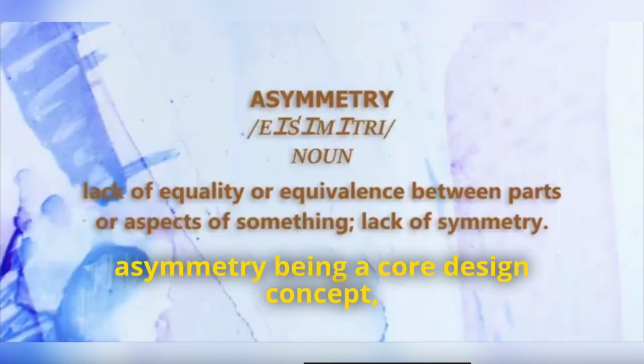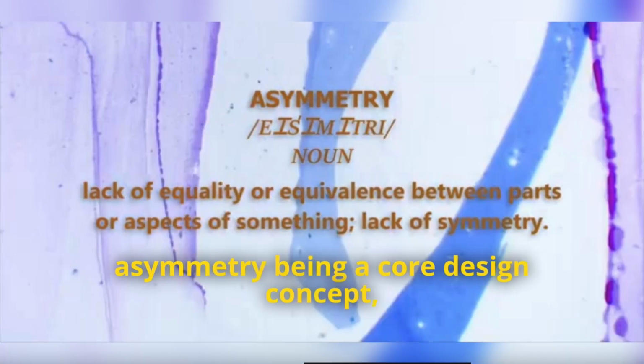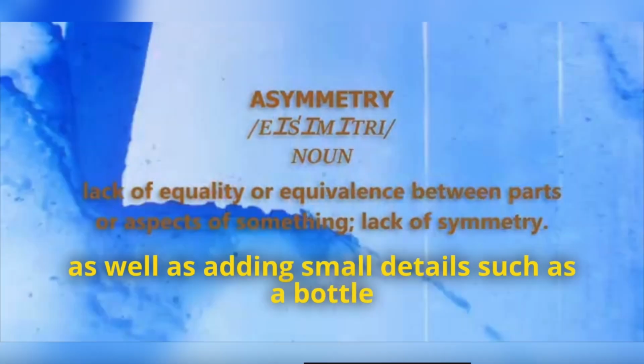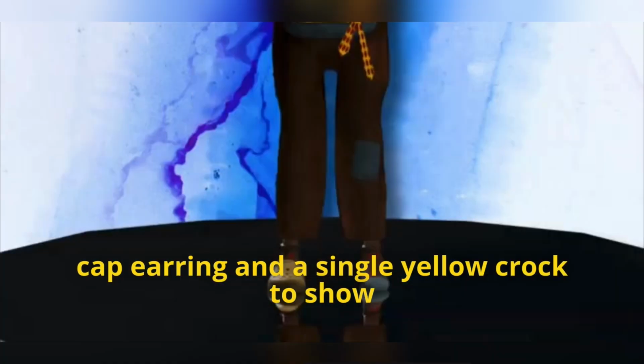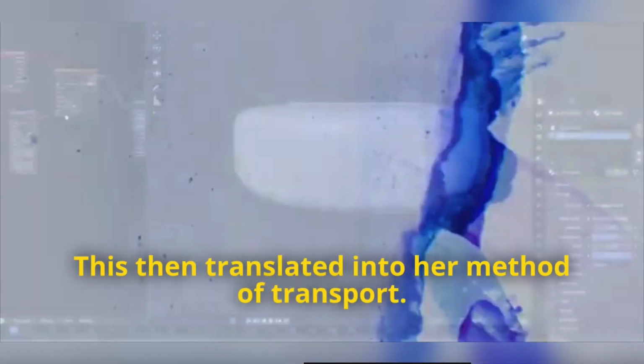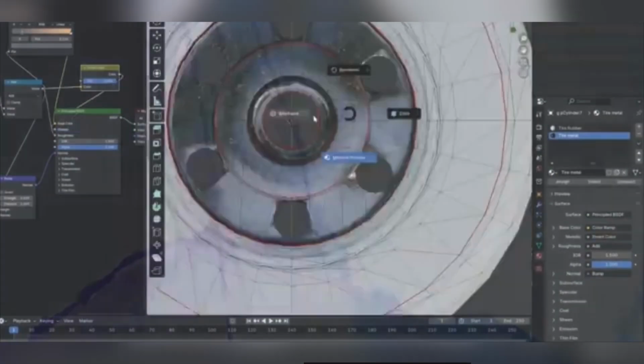This is in her costume design in particular, with asymmetry being a core design concept, as well as adding small details such as the bottle cap earring and a single yellow croc to show her resourcefulness. This then translated into her method of transport.